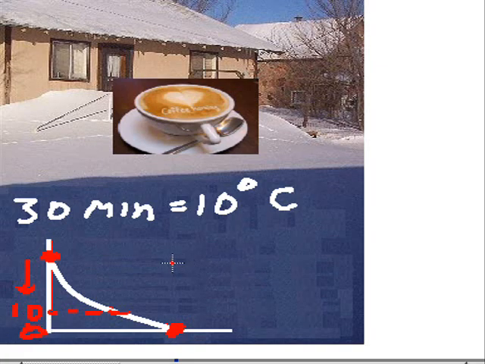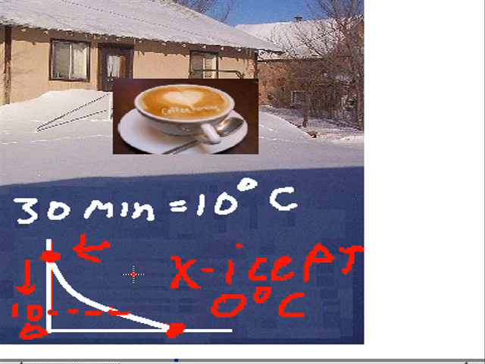Oh, I'm sorry. What does the x-intercept mean? The x-intercept means it's now at the temperature of the outside environment, which today was 0 degrees Celsius. And what about this guy? What is the y-intercept? Well, that was when it was at its hottest, when we first put it outside. This is when the coffee was at its hottest. That's the y-intercept.